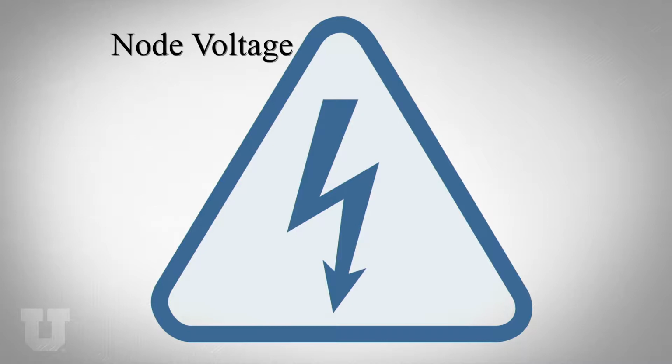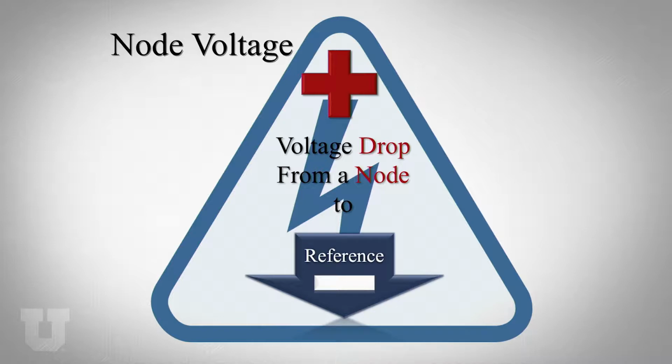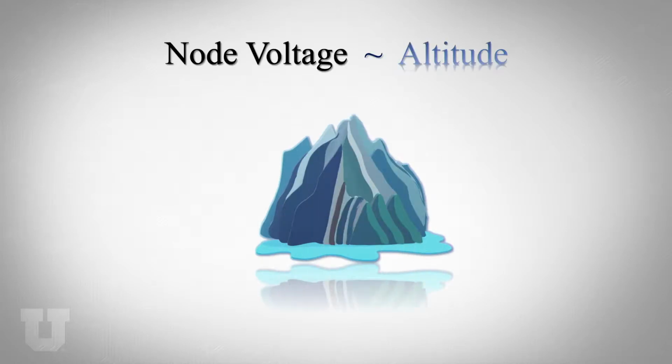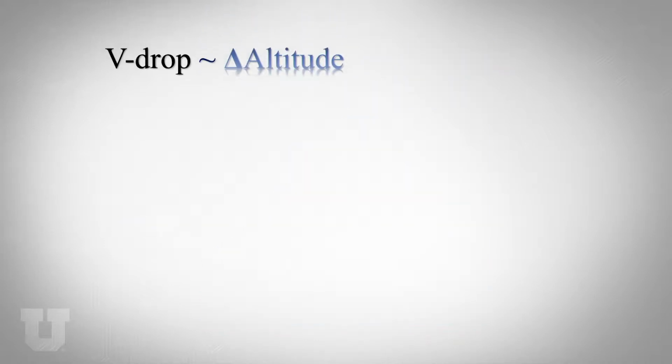So basically node voltage is just voltage drop from a node with regards to a reference. Remember, we always put the negative signs at a reference. So in nature, node voltage is basically similar to altitude with respect to sea level. And V drop, or voltage drop, is the same as change in altitude.